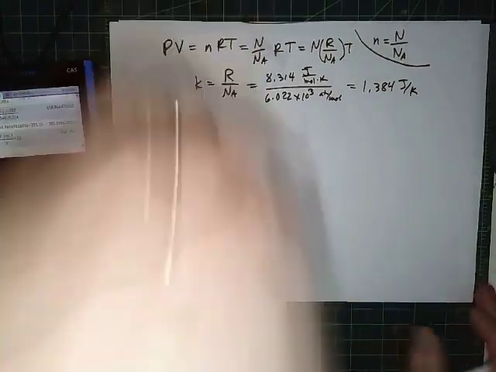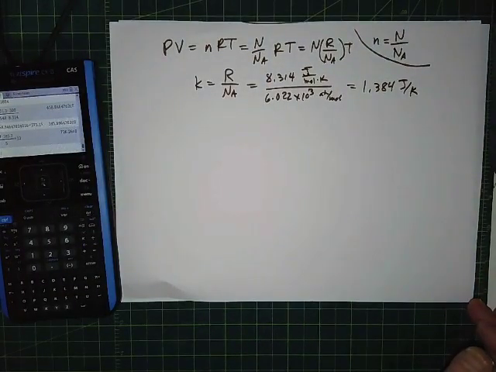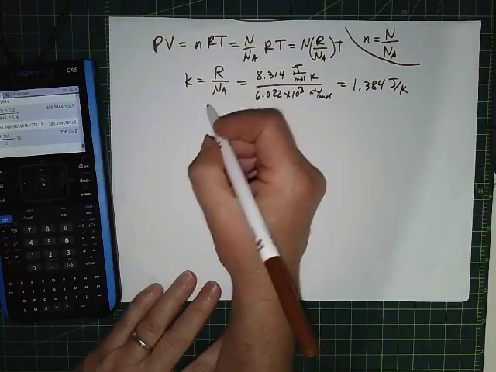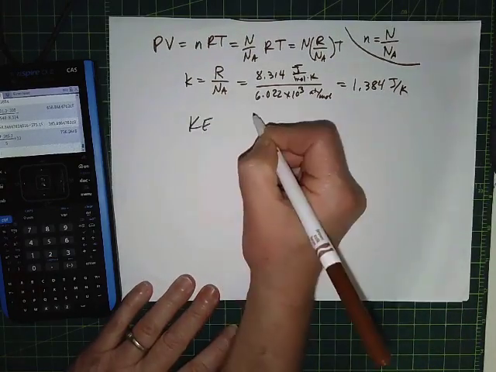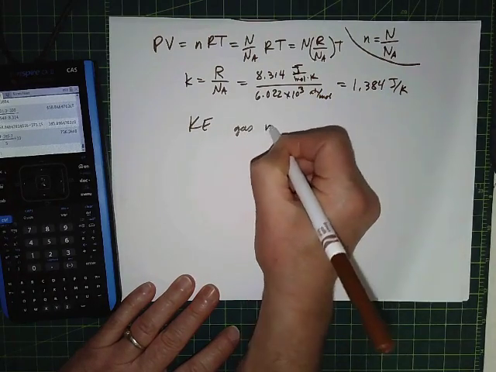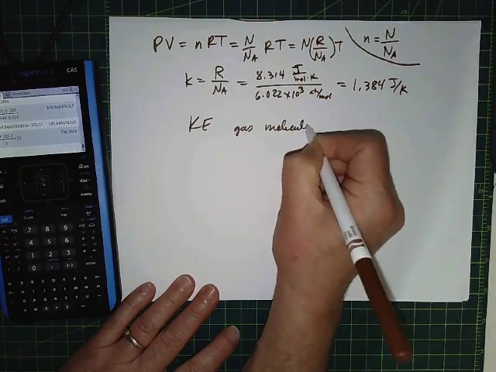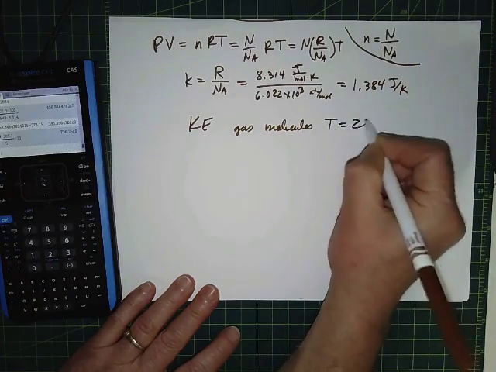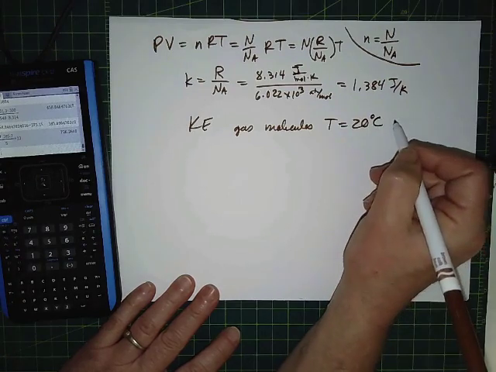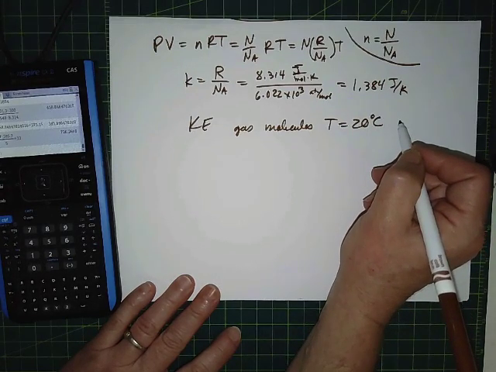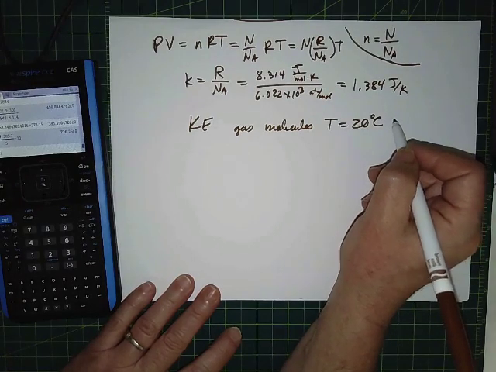So let's look at the kinetic energy of gas. Let's just say we have gas, probably air, but let's find the kinetic energy of some gas molecules. And the temperature is 20 degrees C. I think we'll go with that.